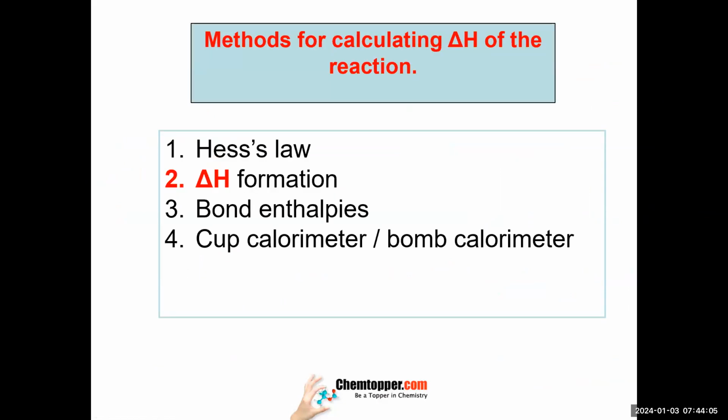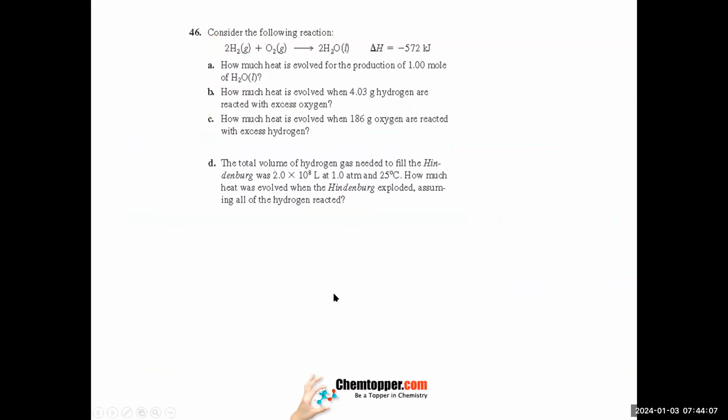Now, methods for calculating delta H. So we are talking about delta H. You see this delta H is given. How did we calculate this?